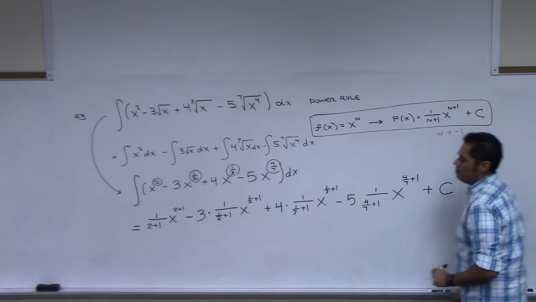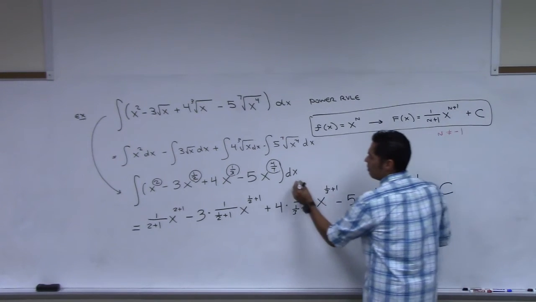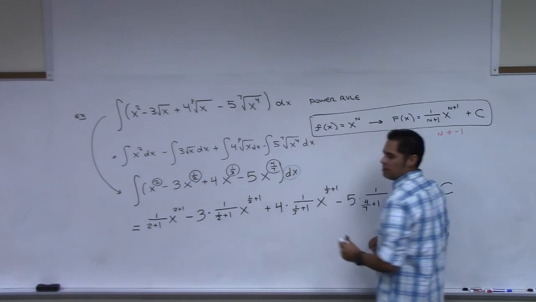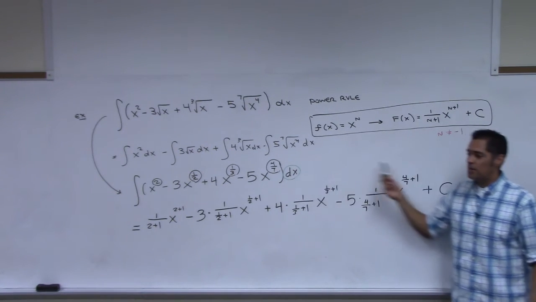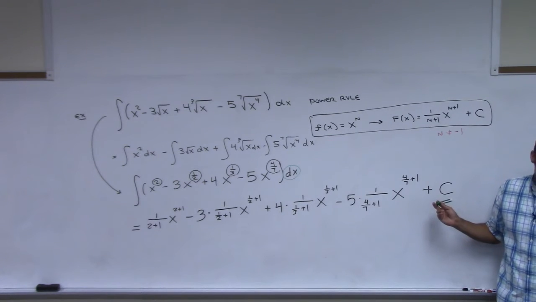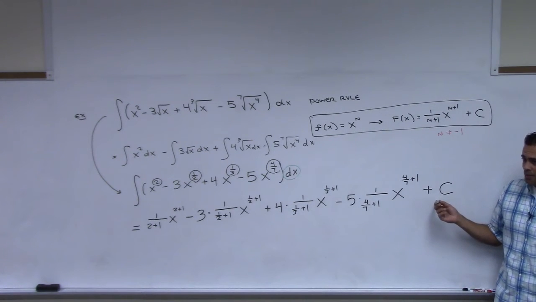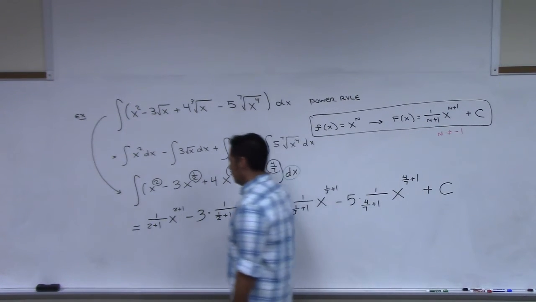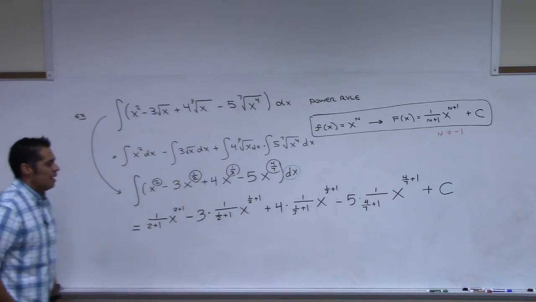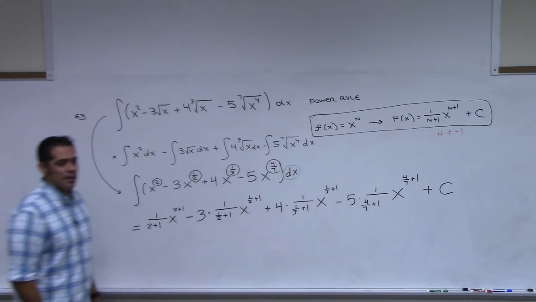Sometimes students will ask me, what happened to the dx? If it makes it easier for you, just say that the dx turns into the plus c. That's not what happens, but that'll help you maybe not forget the plus c, all right? So like the dx becomes the plus c. All right, we good?